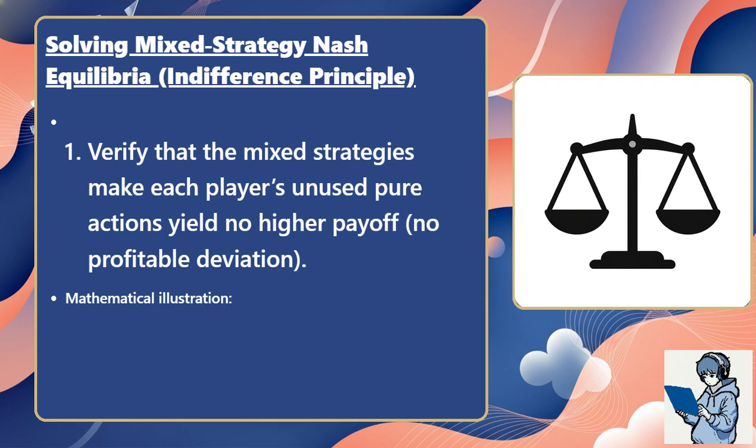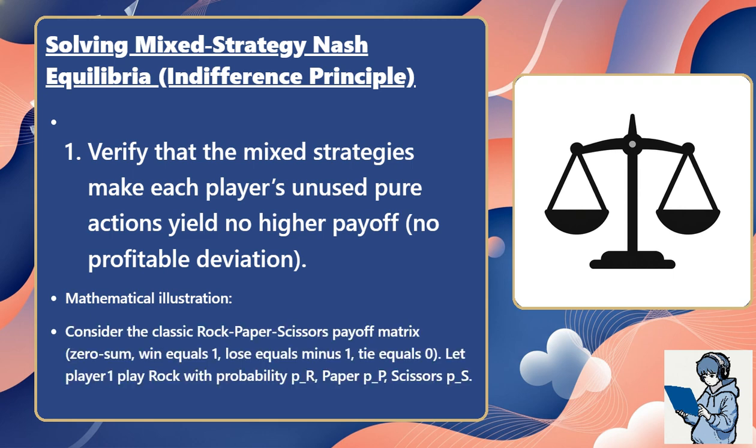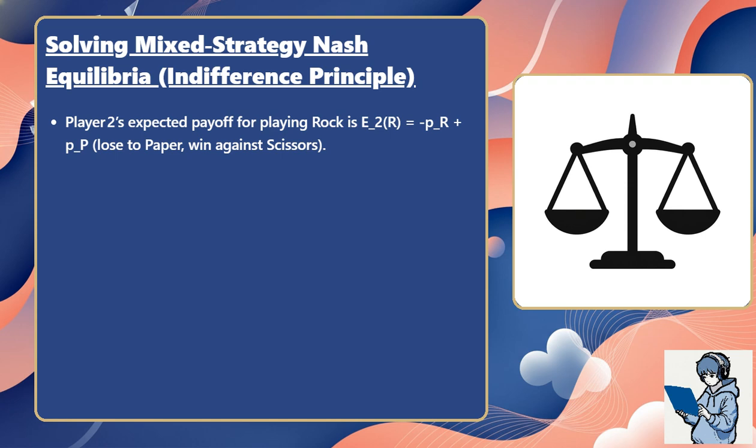Mathematical illustration: Consider the classic rock, paper, scissors payoff matrix. Zero-sum, win equals 1, lose equals -1, tie equals 0. Let player 1 play rock with probability p_r, paper p_p, scissors p_s. Player 2's expected payoff for playing rock is E2(rock) = -p_r + p_p: lose to paper, win against scissors. Similarly, E2(paper) = -p_p + p_s, and E2(scissors) = -p_s + p_r.